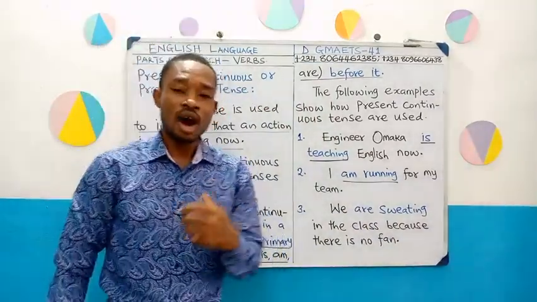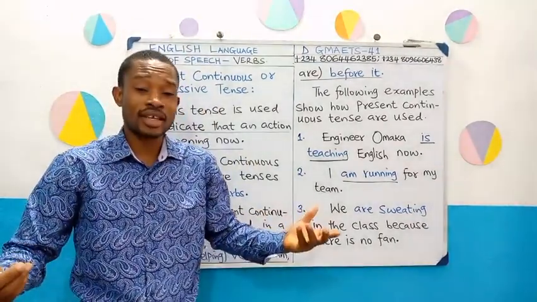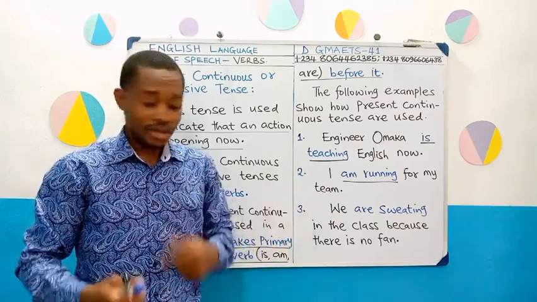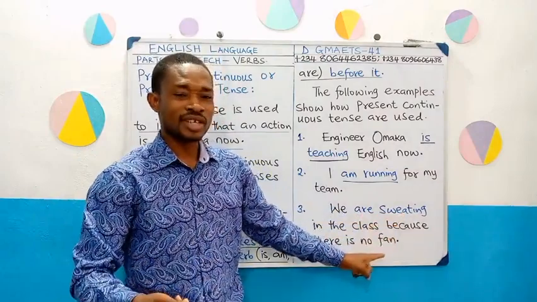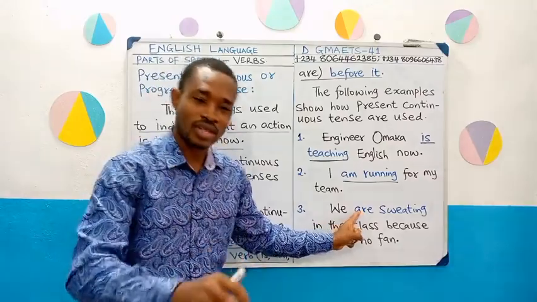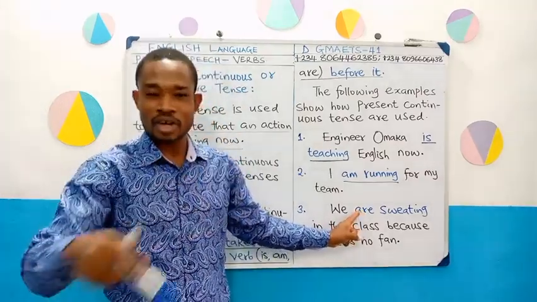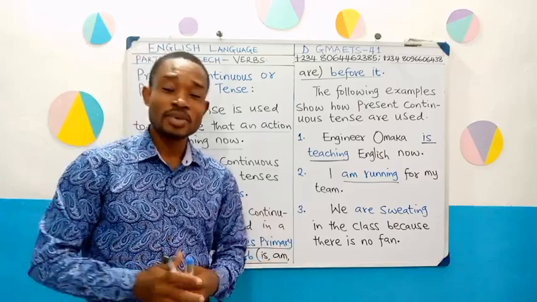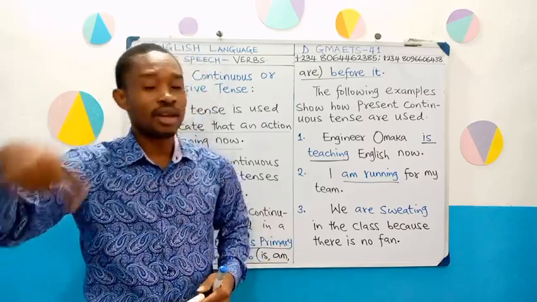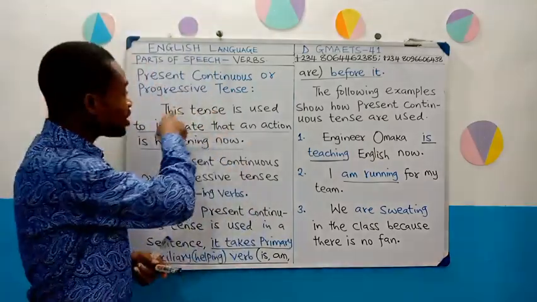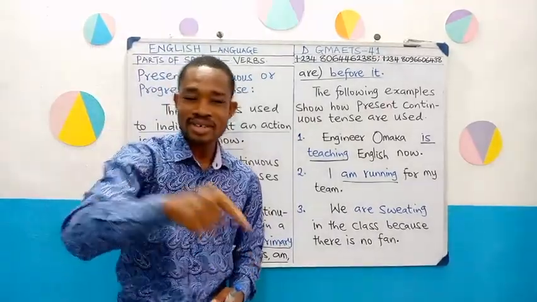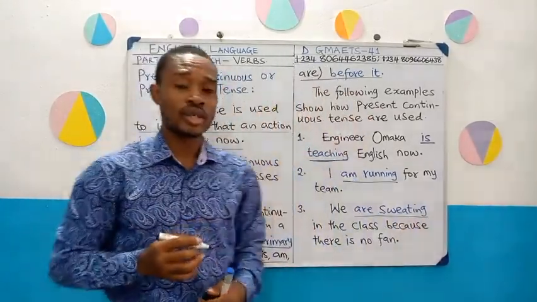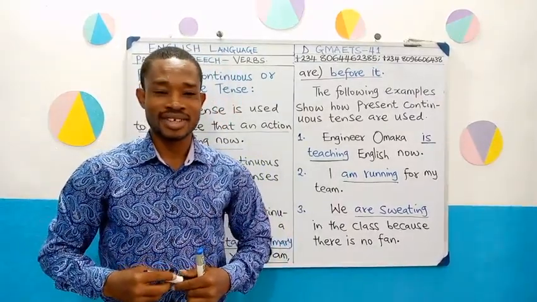Number three, we are sweating in the class because there is no fan. So the continuous tense there is sweating. If I want to make it present, it must go with a present primary auxiliary verb. That is a present primary helping verb. I'm saying this because you remember I have taught you about modal auxiliary verbs. The one we use in present continuous tense is the primary auxiliary verb, which is present. So we are sweating. Are sweating is the present continuous tense there.